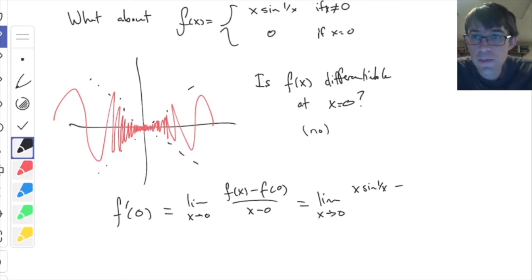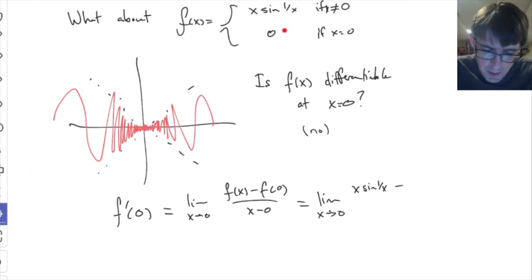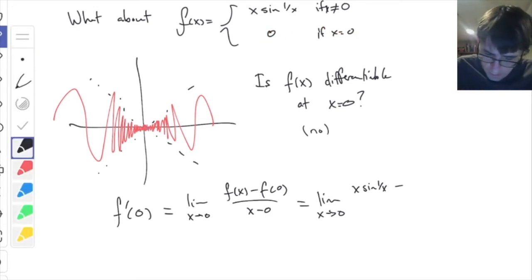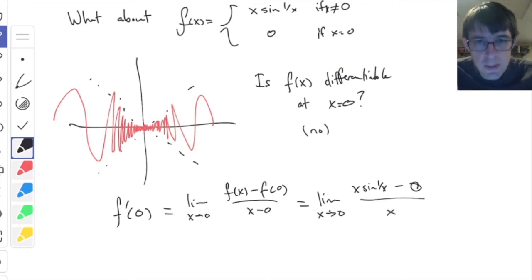This you can look at the definition. If x is 0, then f of 0 is 0. That's what this special thing here means, right? So I go 0 here, and then divided by x minus 0, which is x, right? What can we do with that? Actually, this simplifies quite nicely.